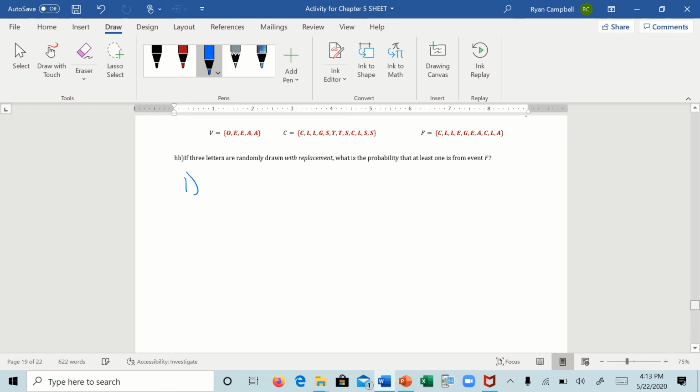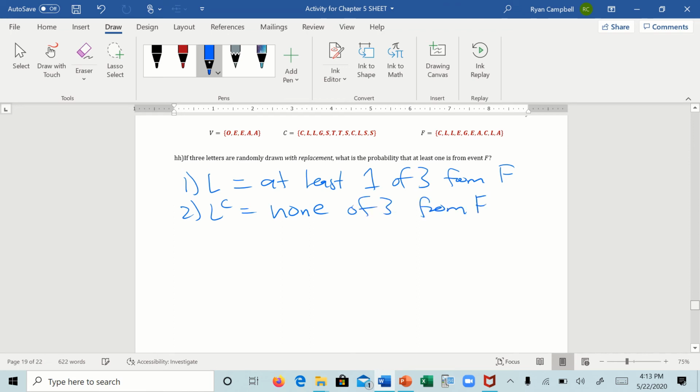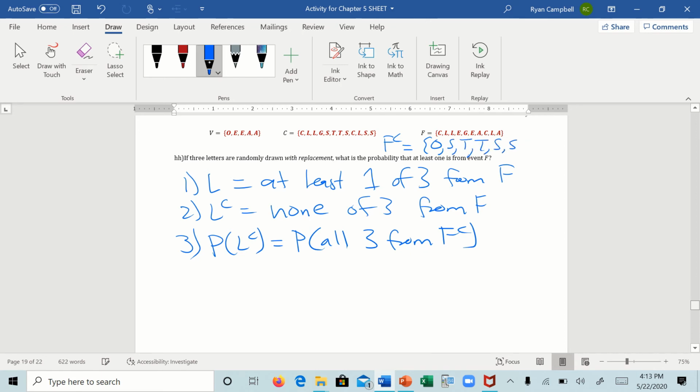So once again, step 1, L. At least one of 3 from F. Step 2, the complement. None of 3 from F. Step 3, probability of the complement. So if none of them are in F, then basically all of them are going to be in the complement, right? So we know that the probability that all 3 are from the complement. And we've already talked about the complement is O, S, T, T, S, S, S.